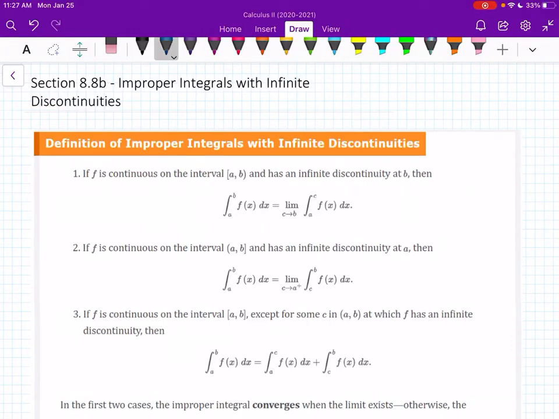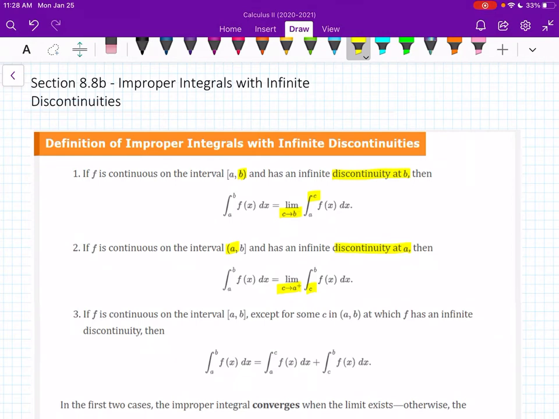Welcome. Today's lesson we are talking about improper integrals with infinite discontinuities. So we have three scenarios we're going to go through today. The first one is if we are continuous on some interval except at the upper bound. So if we're discontinuous at point B, what we're going to do with our integral is replace B with some variable C, and then take the limit as C approaches B from the left. Same thing if our lower limit is where we're discontinuous, then we replace that lower limit with a variable C, and we take the limit as C approaches A from the right.